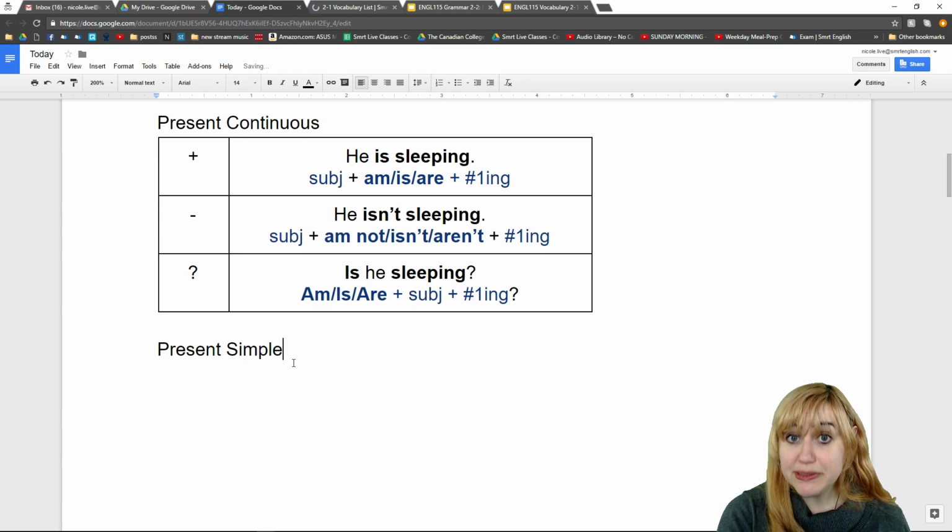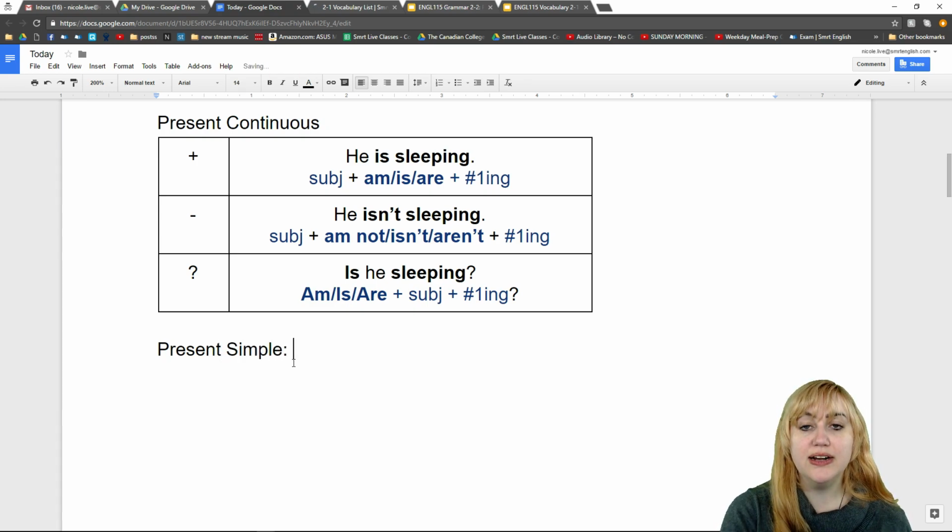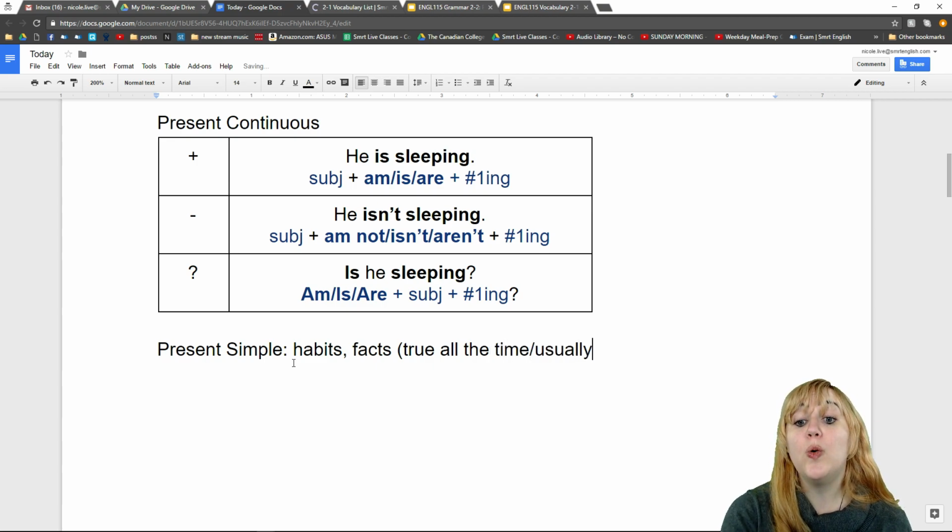Okay, present simple, you remember, talks about things like habits or facts. Things that are true all the time or usually. So present simple again is for habits or facts, things that are true all the time or usually.